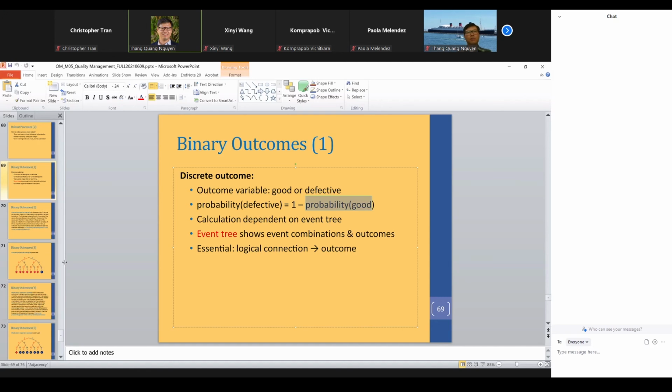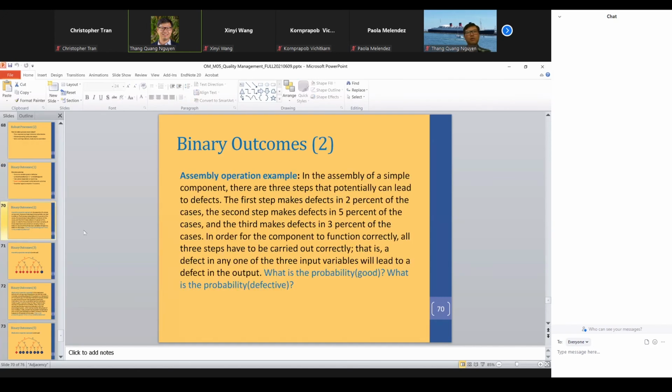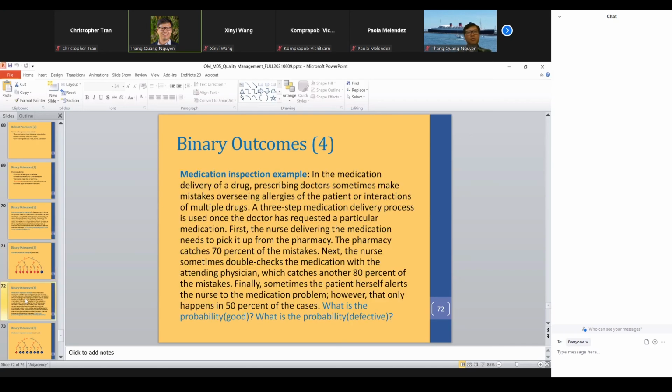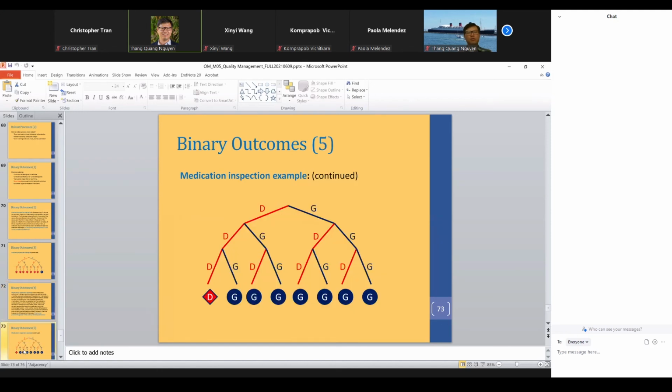So later on, we would work on these two examples. The first one is the assembly operation example, okay? And then to do that, we have to draw the event tree right out here. And second, we're gonna go through another example about medication inspection. So it's a lengthy story right here, right? To make more sense of this long story, we would need to draw the event tree, and we would base our calculation on the event tree. So that's a heads up, and I would like to go back to the verbal.